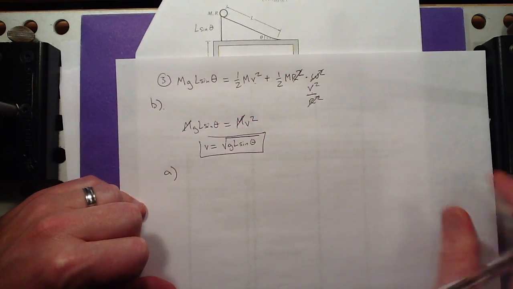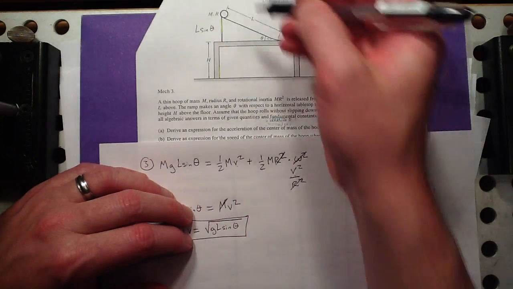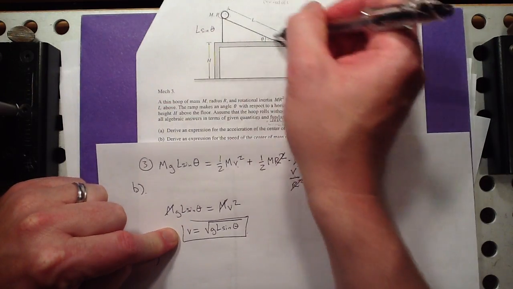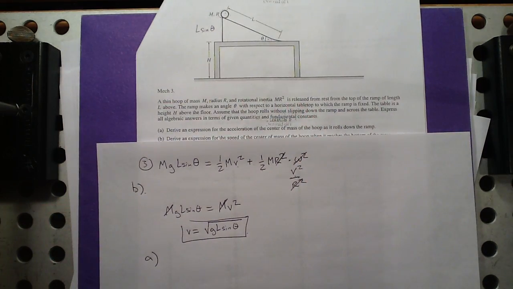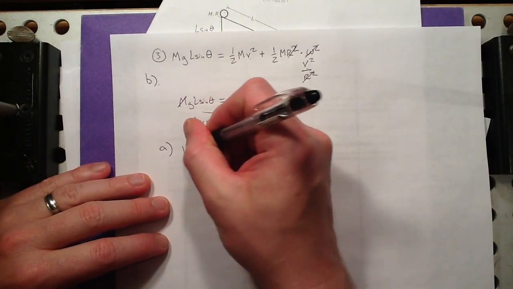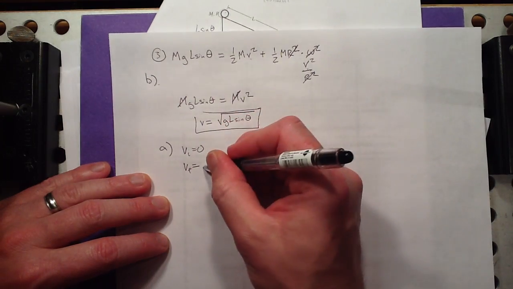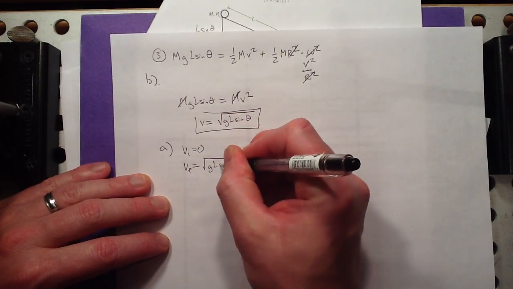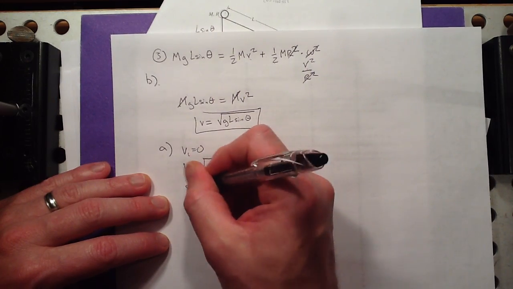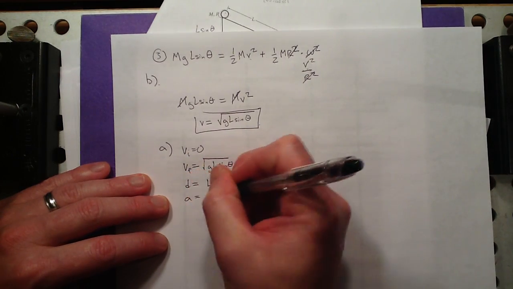So let's go back to part A and see if we can figure that out. Derive an expression for the acceleration. Well, its initial velocity was 0. Now we know its final velocity, and we know the distance it traveled. So this is an easy kinematics problem now. We know initial velocity is 0. Final velocity is what we just found in part B. The distance it traveled, or you could write that as x if you want, is L. And we want the acceleration.